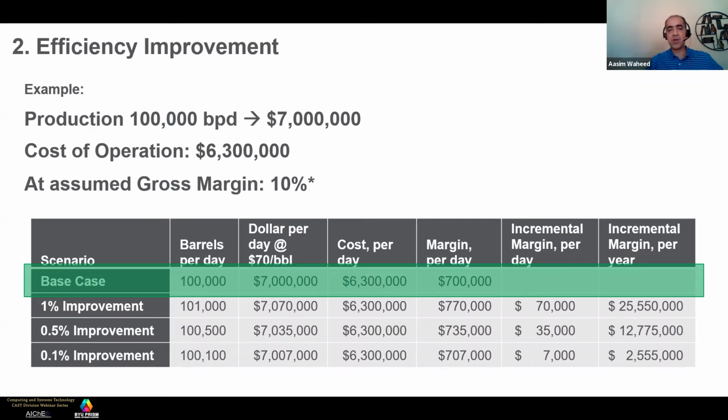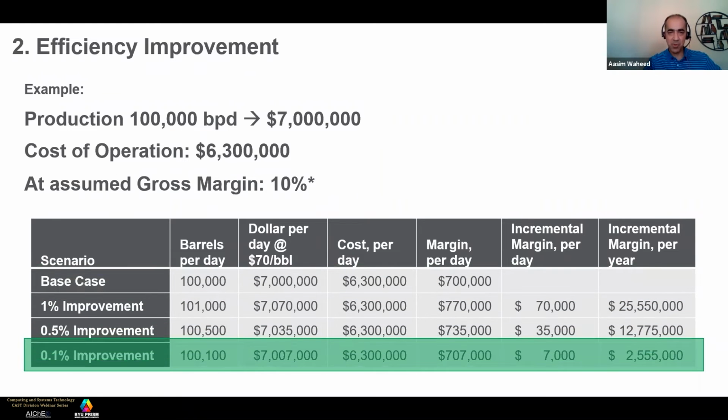Let's say you were to come up with a system that could improve the efficiency of the whole facility by just 0.1%, only 0.1%. The production goes up from 100,000 barrels to 100.1 thousand barrels. That translates into another $7,000 made every day, which is $2.5 million additional that goes into the pocket of that particular company per year. That is nothing anybody would scoff at. A 0.1% increase in efficiency translating into $2.5 million per year, going straight to the pocket of the company.